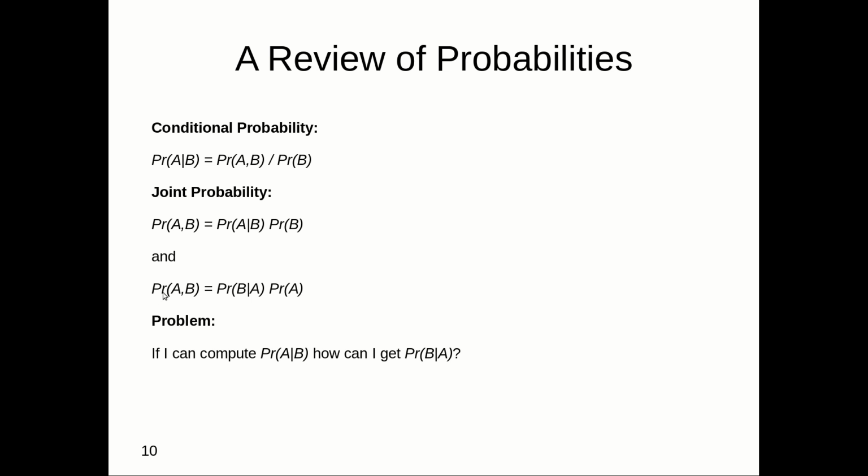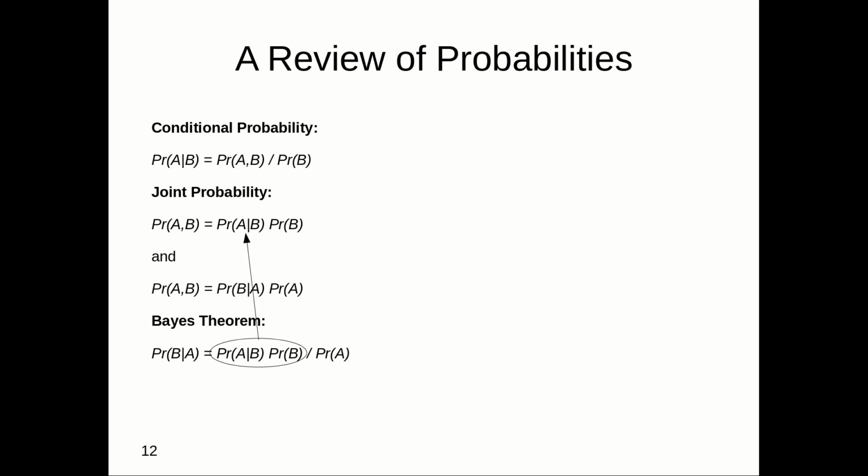So the joint probability of A and B is the conditional probability of observing B conditional on A multiplied with the marginal probability of A. And so now coming to Bayes' theorem, if I can compute the conditional probability of A given B, how can I get the conditional probability of B given A? So that's how we come up with Bayes' theorem. So we just do some substitutions here.